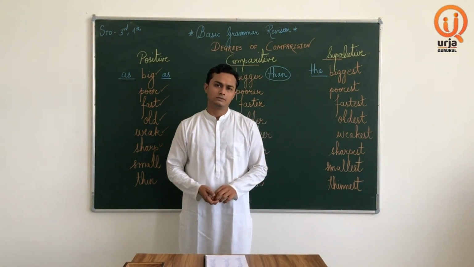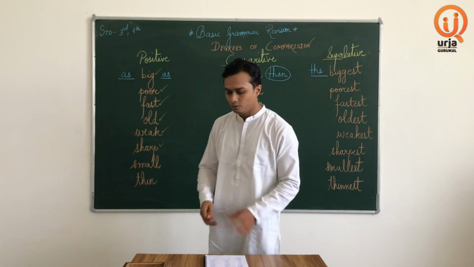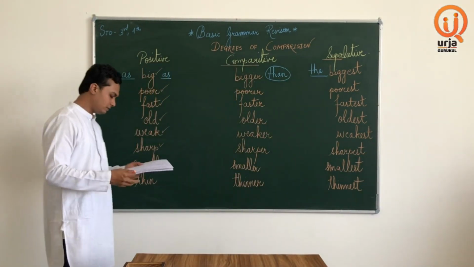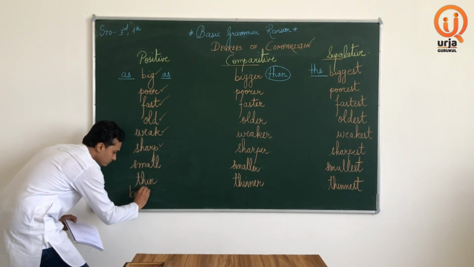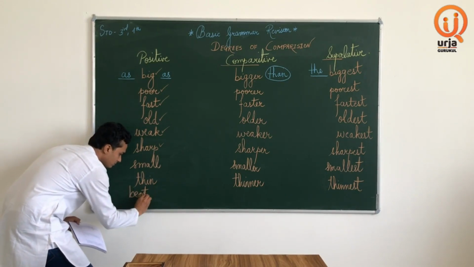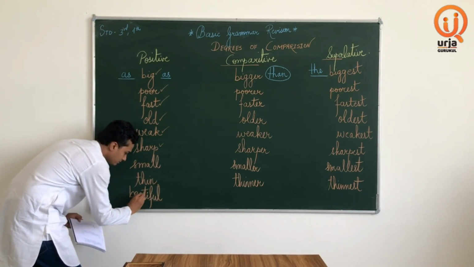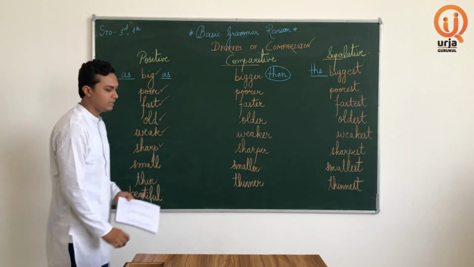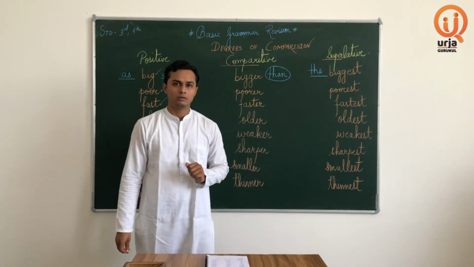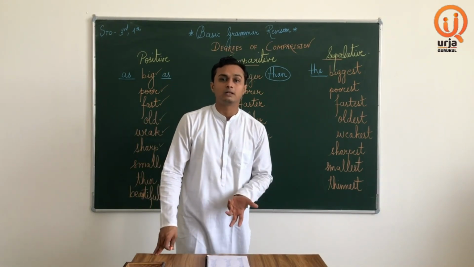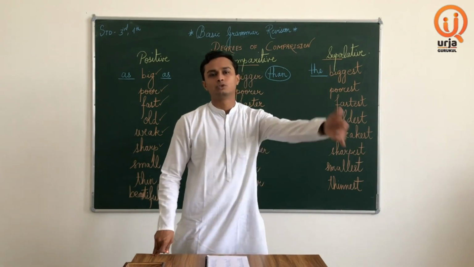Now there are some adjectives whose degrees are different. Let me give you one example here. Beautiful. Now just imagine, B-E-A-U-T-I-F-U-L. Can it be beautifuler and beautifulest? No. Someone will say, guess English, but no. It is more beautiful and most beautiful.